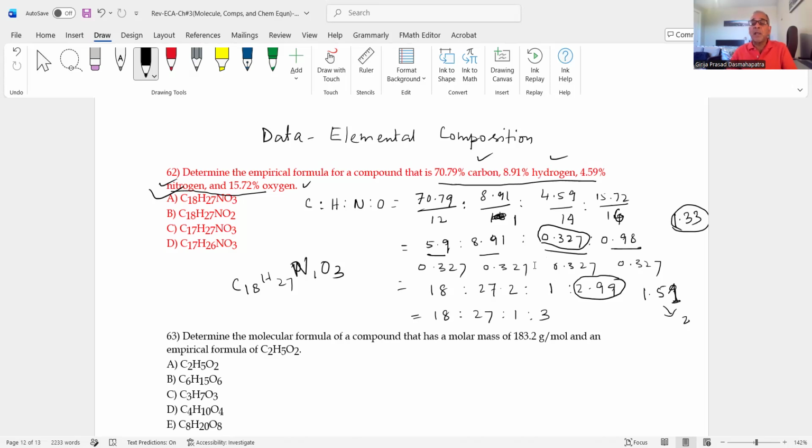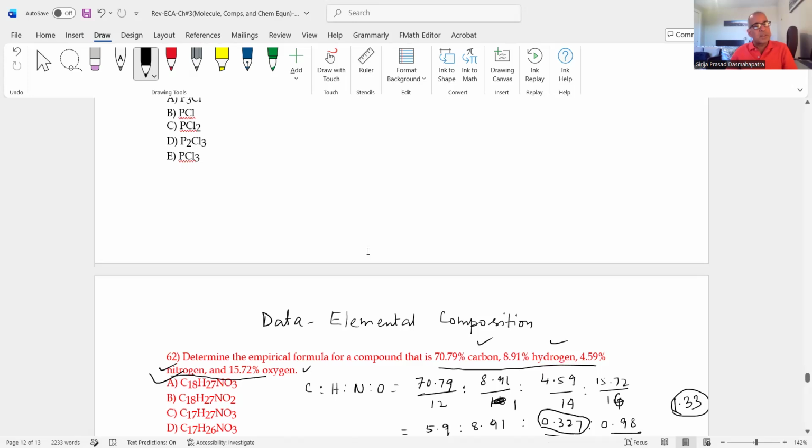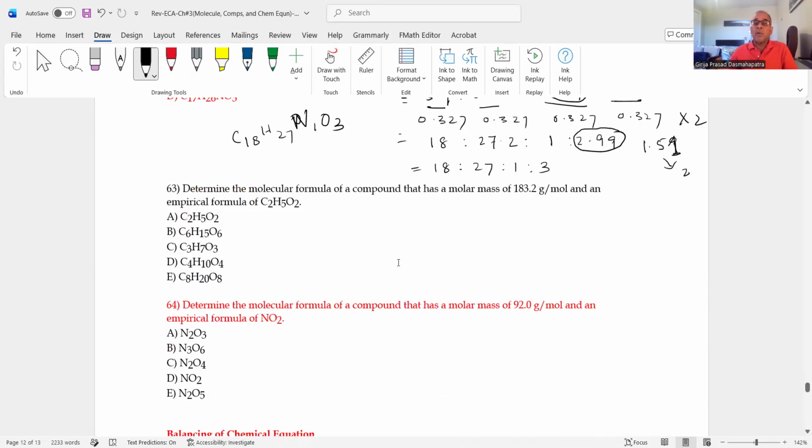So in that case, it means you have to multiply all the numbers by 2. So it will be 3, and it will be 2, it will be 54, it will be 36. So whenever, by doing this technique, one number is not close to the nearest whole number, it means all the numbers have to be multiplied by a factor, maybe 2 or 3, to make that number a whole number instead of rounding up to the nearest whole number. Okay, so you do 61 on your own. It is pretty simple. Now we know how to find out the empirical formula.